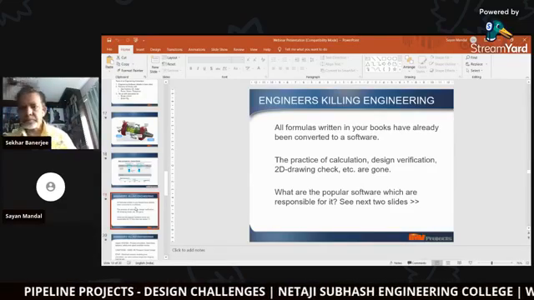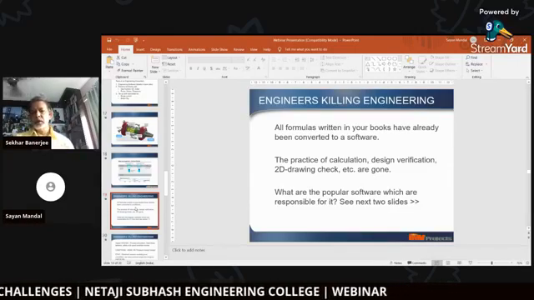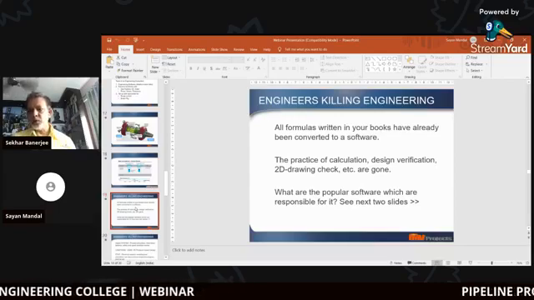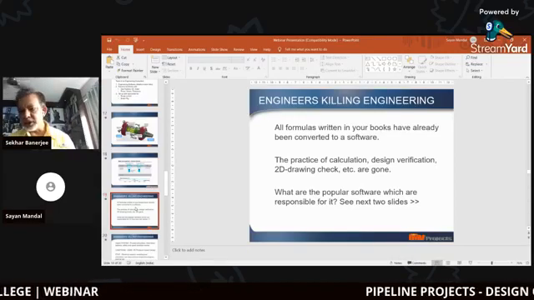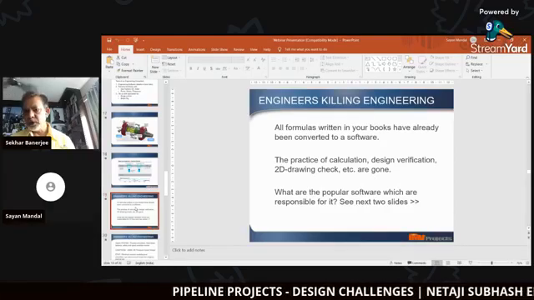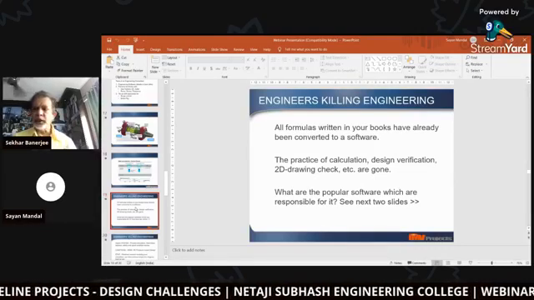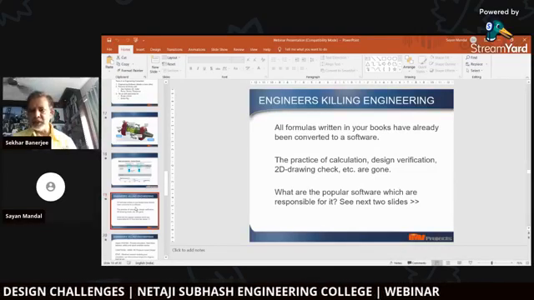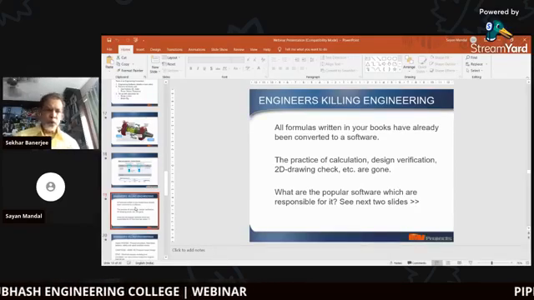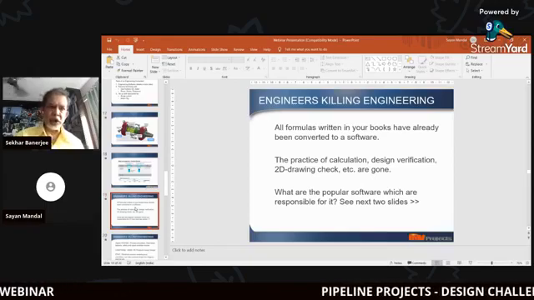Yeah. So this is the topic which I'd like to talk about now. The engineers are killing engineering. How? Well, they are not literally killing, but they are killing the engineering jobs, the jobs which, when we passed out 35 years back, we understood as engineering jobs. All formulas, whatever is written in our books, have already been converted to software.